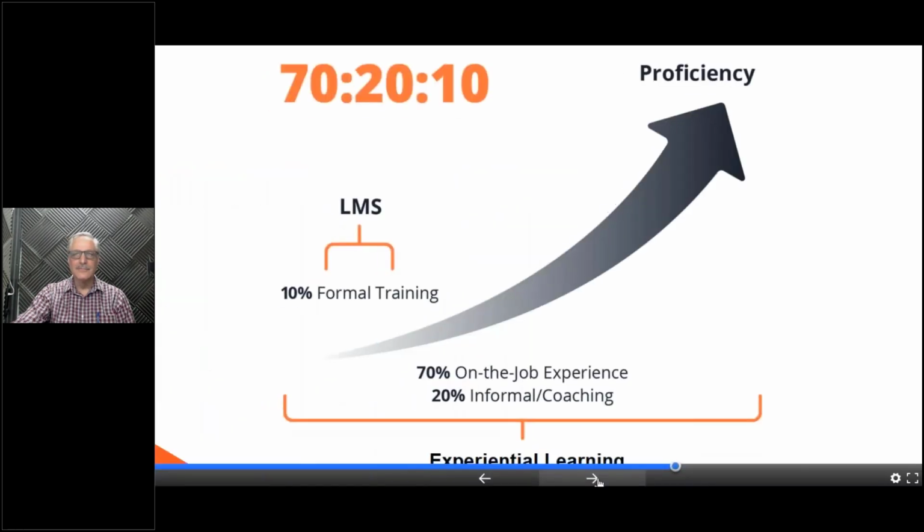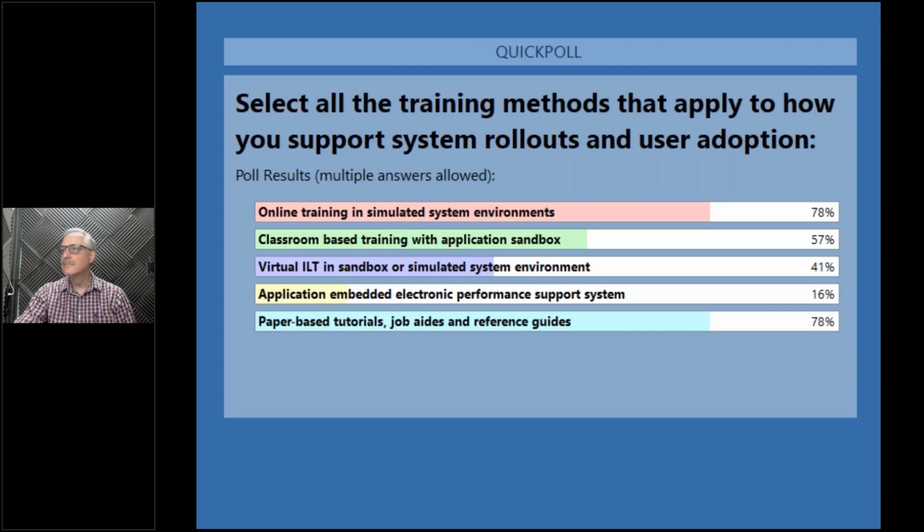All right, and here are those results. So 78% are using online training in simulated system environments. 78% are also using paper-based tutorials, job aids, and reference guides. And then there's a mix of the others, with 57% in classroom-based training with application sandbox, 41% virtual ILT in sandbox or simulated system environment, and then 16% using the application embedded electronic performance support system.